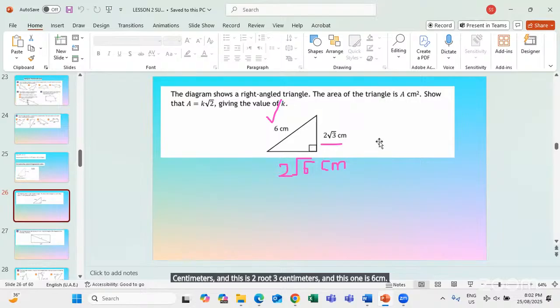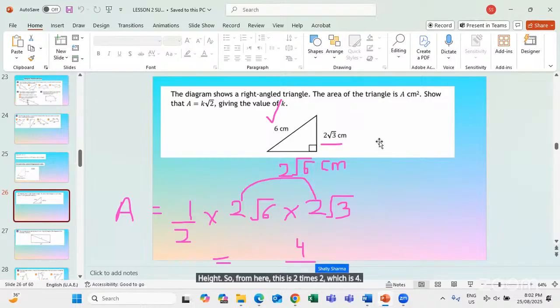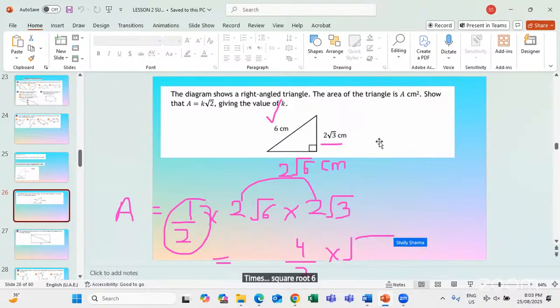Now we have to find the area. So area is half times base times height. From here, this is 2 times 2, which is 4. So 4 divided by 2, because it is half of 4, times square root 6 times square root 3. So that is the square root of 6 times 3. So we got 4 by 2 as 2, root 18.